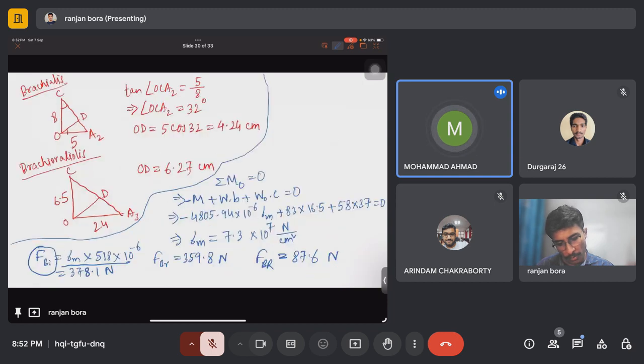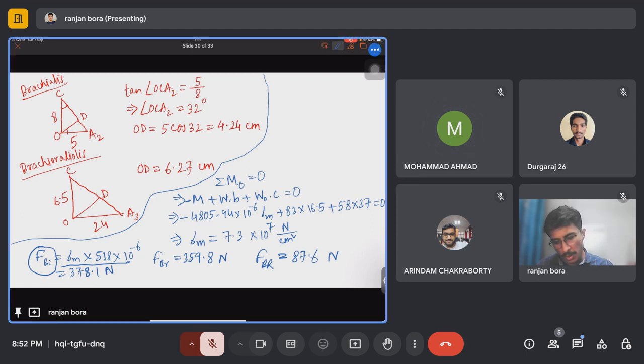So 37814 newtons. I am very confused. See, this unit is meter square and this is centimeter square. So we need to convert this meter square into centimeter square. So we'll multiply it with 10 to the power 4. So it'll be 10 to the power minus 2.